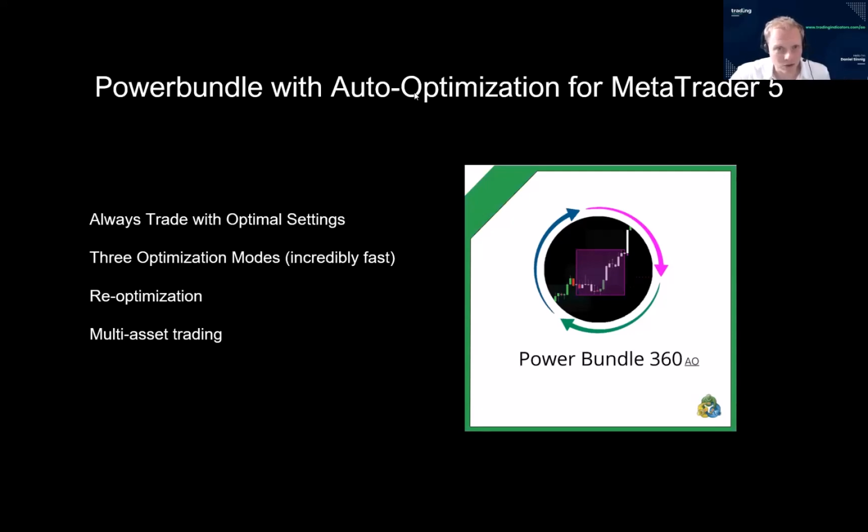Now, what does auto optimization mean to you? Well, it means you will always trade with the best settings because our algorithm will find these best settings for you. So whenever you change symbol, whenever you change time frame, the best settings will be automatically applied. We still have our 3 optimization modes, but as you will see, even the most complex mode, our exhaustive mode, is now incredibly fast. So that was very pleasing to see. And we also feature re-optimization, which will periodically, every number of bars, for example, re-optimize the settings automatically for you.